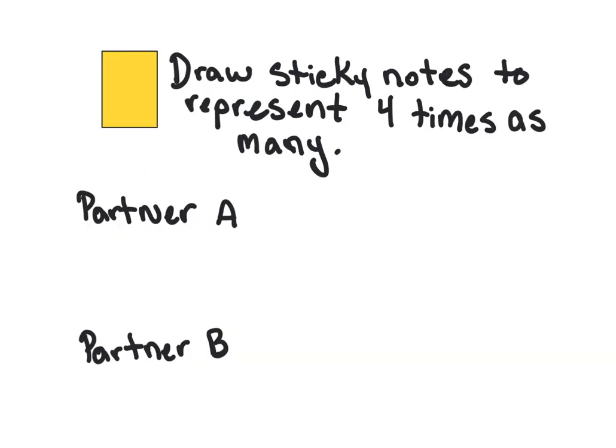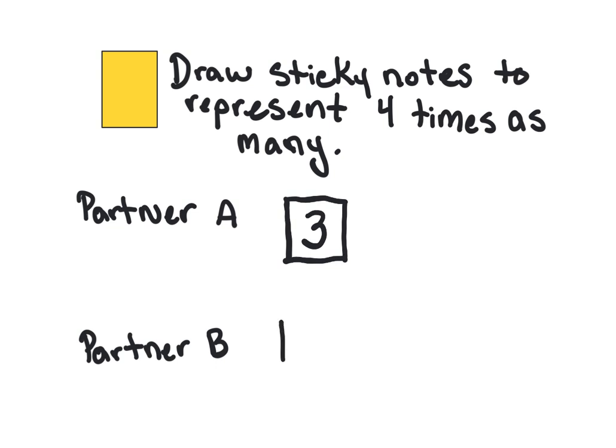In the next example, it's giving us a rectangle, or they're going to call it a sticky note. And sticky notes, we're going to represent 4 times as many. So we are going to make up our own problem using these sticky notes. So I'm just going to draw out 1, and I get to make up a number. And I'm going to make up a number of 3. Okay, and now it's asking me to make 4 times as many. So my partner has 4 times as many as I do.